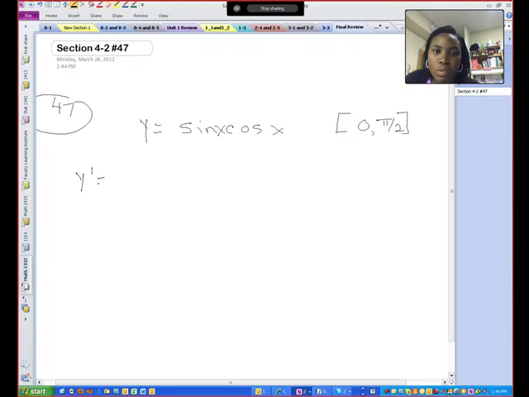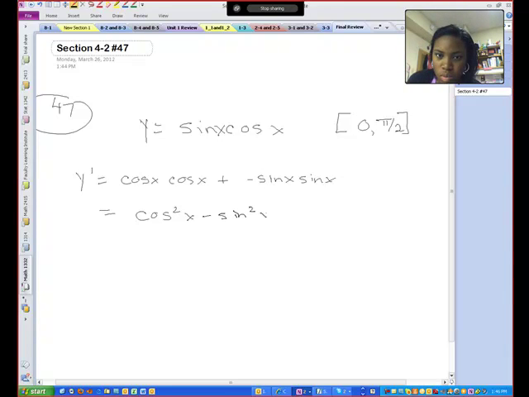Okay, so y prime is the derivative of the first, the derivative of sine, which is cosine, times the second, which is cosine x, plus the derivative of cosine, which is negative sine x, times the first, which is sine x. So the derivative simplifies to cosine squared x minus sine squared x. And we set that equal to 0.